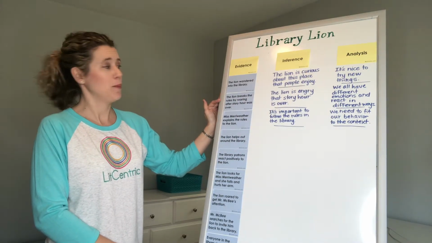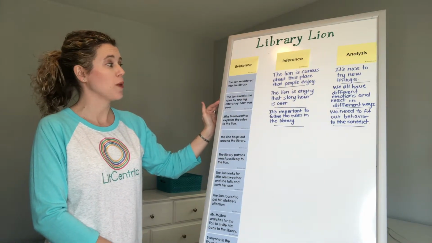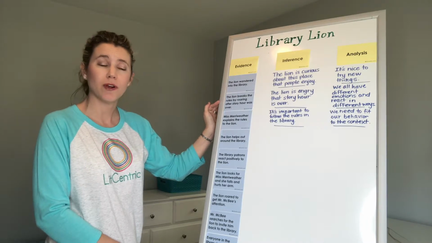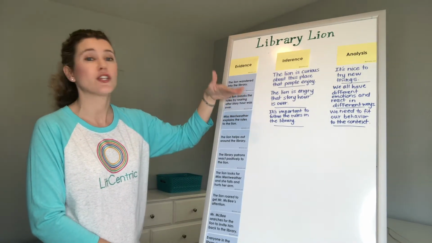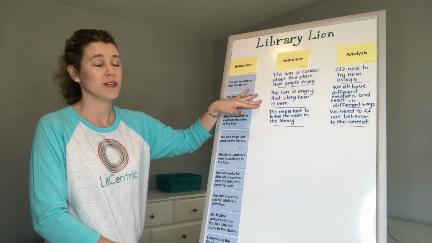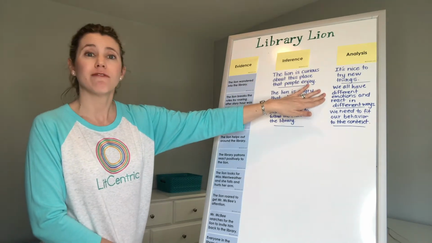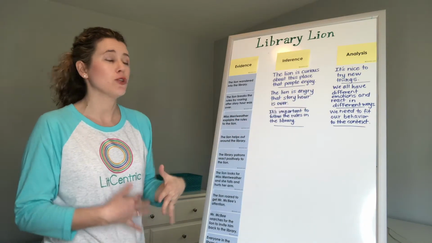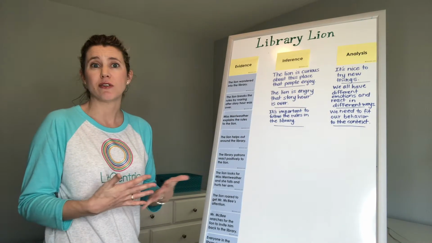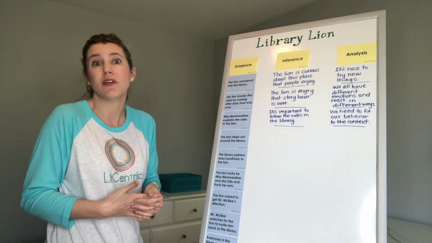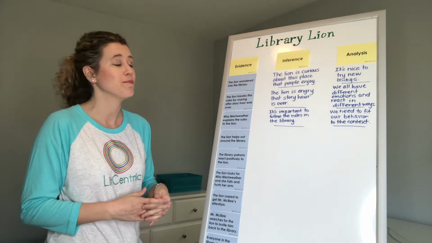Another component from the book was the lion breaks the rules by roaring after story hour was over. We can infer how the lion feels based on that roaring, that he's actually angry that story hour has finished. We can analyze that a little bit further and talk about how different emotions make us react in different ways. And that's definitely a life lesson or something that we want students to recognize beyond this text alone.